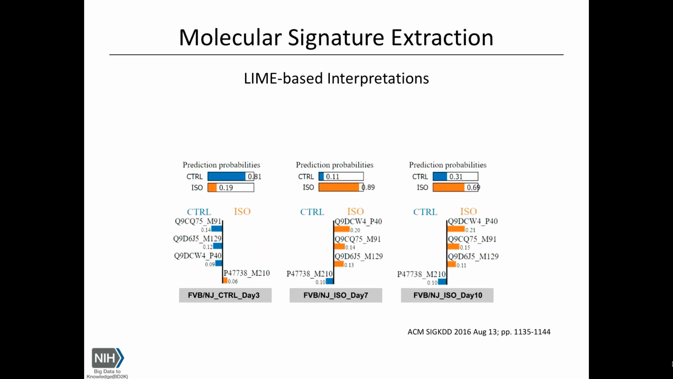And finally, we looked at 3 samples from the split 4 test set, which cover day 3 from the control group and day 7 and 10 from the ISO group. So this one has a bit more of the mix. And we found that all of them were also predicted correctly. So in this set, we found Q9CQ75, Q9D6J5, Q9DCW4. You may recognize these from some of the previous splits to have contributed positively to that correct prediction, whereas P47738 is ambiguous in this split, and it was ambiguous in previous splits as well.